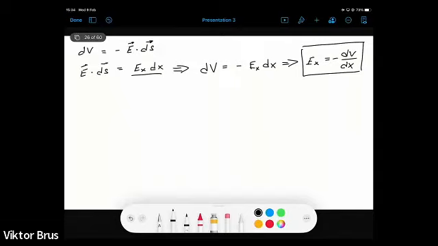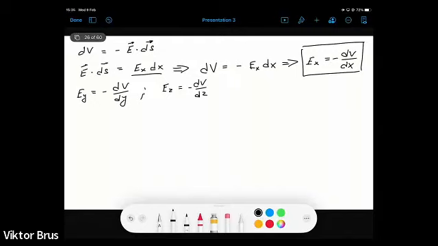Obviously, if we have a three-dimensional case, then this will be valid for other axes. It will be valid for axis y and z. So we can write that Ey, the y component of the electric field vector, will be equal to minus dV over dy, and the same for Ez equal to minus dV over dz.